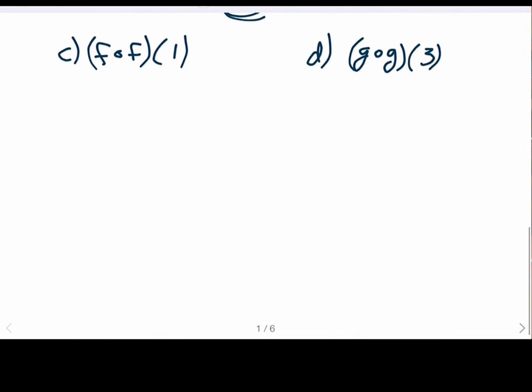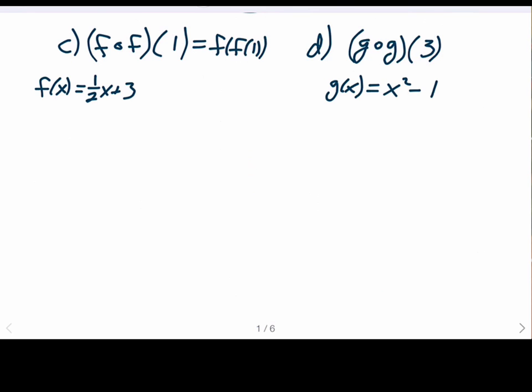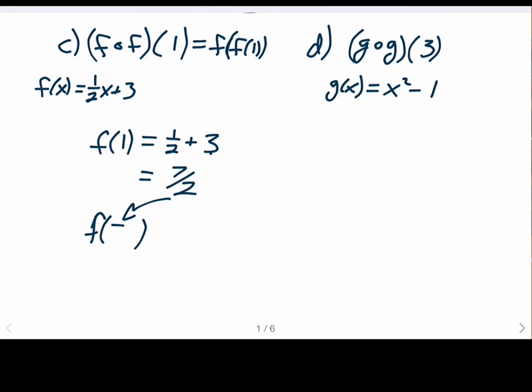Next, we're asked for f composed with f of 1 and g composed with g of 3, two separate things. For reference, I'm going to rewrite the original functions. To find f composed with f of 1, we're looking at f of f of 1. So we're going to take the number 1 and put it into f. We're going to get 1/2 times 1 plus 3. And so again 1/2 plus 6/2 is equal to 7/2. And then we're going to take that 7/2 and put it again into f, because this was f of f of 1. And so that's going to be 1/2 of 7/2 plus 3.